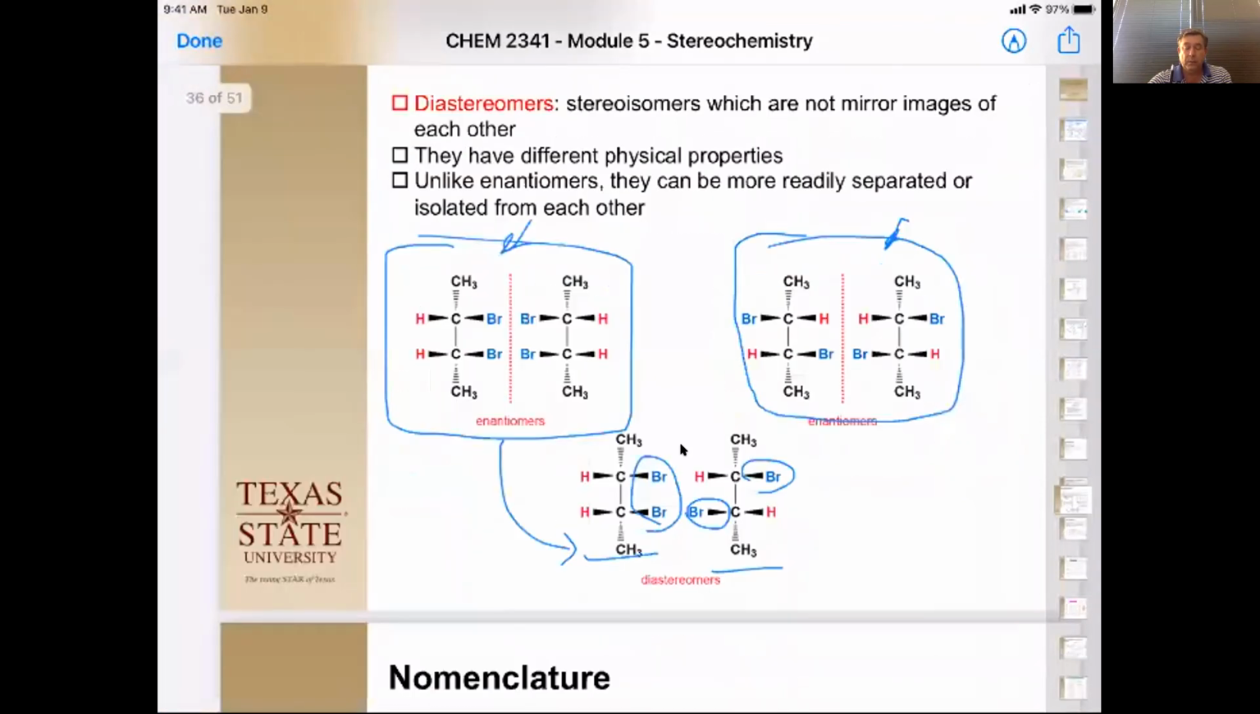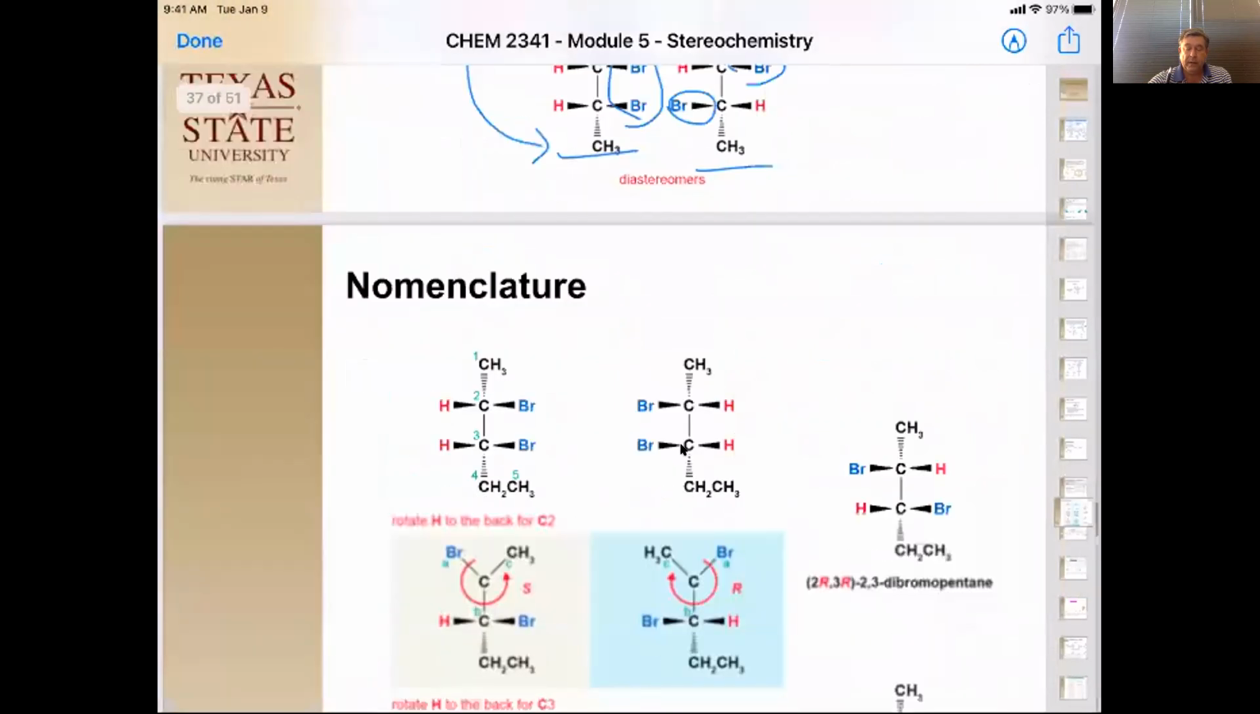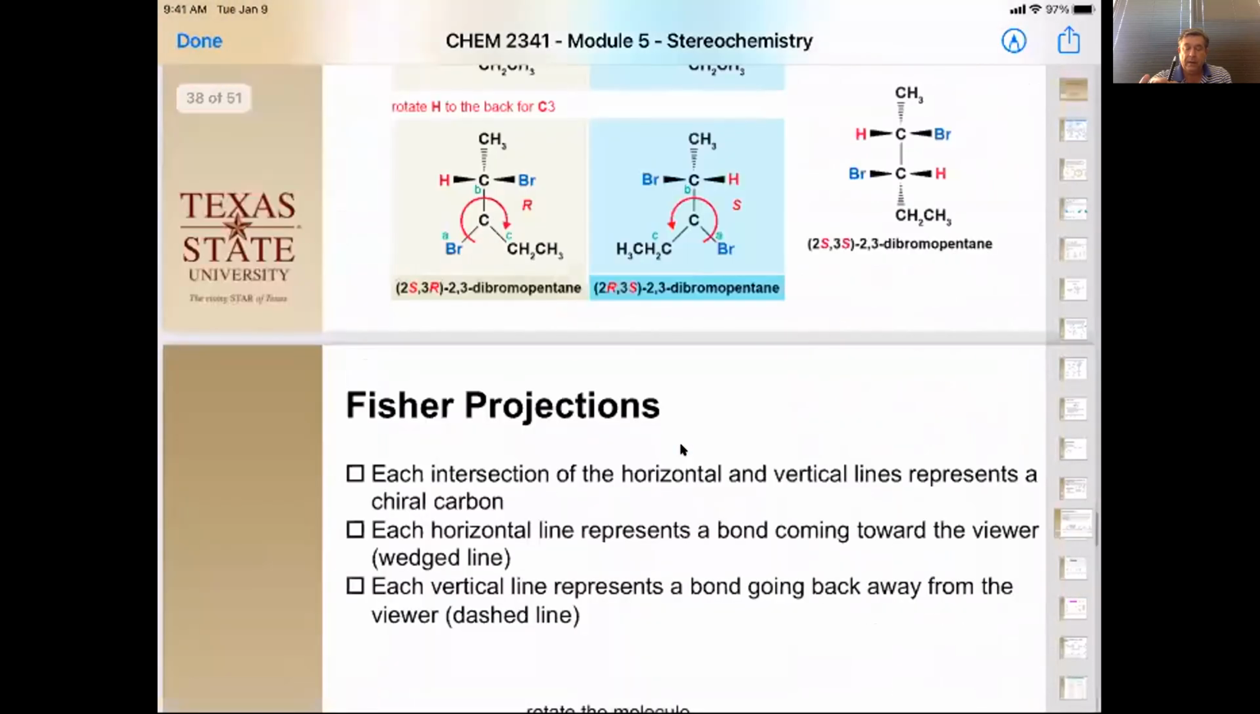We're getting close to 150. Okay, and they are Fischer projections.